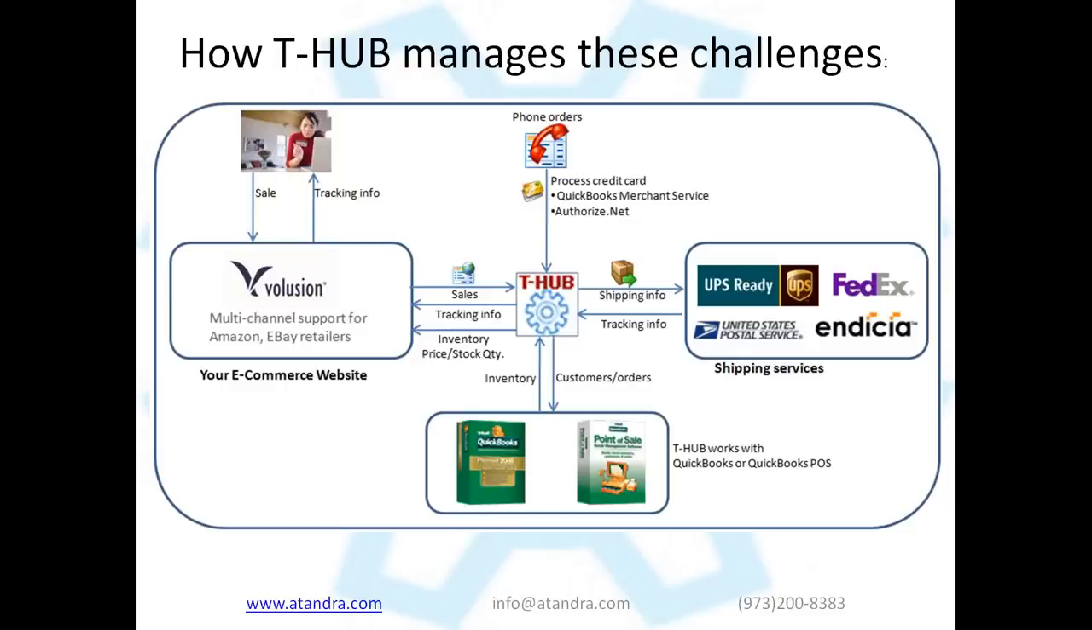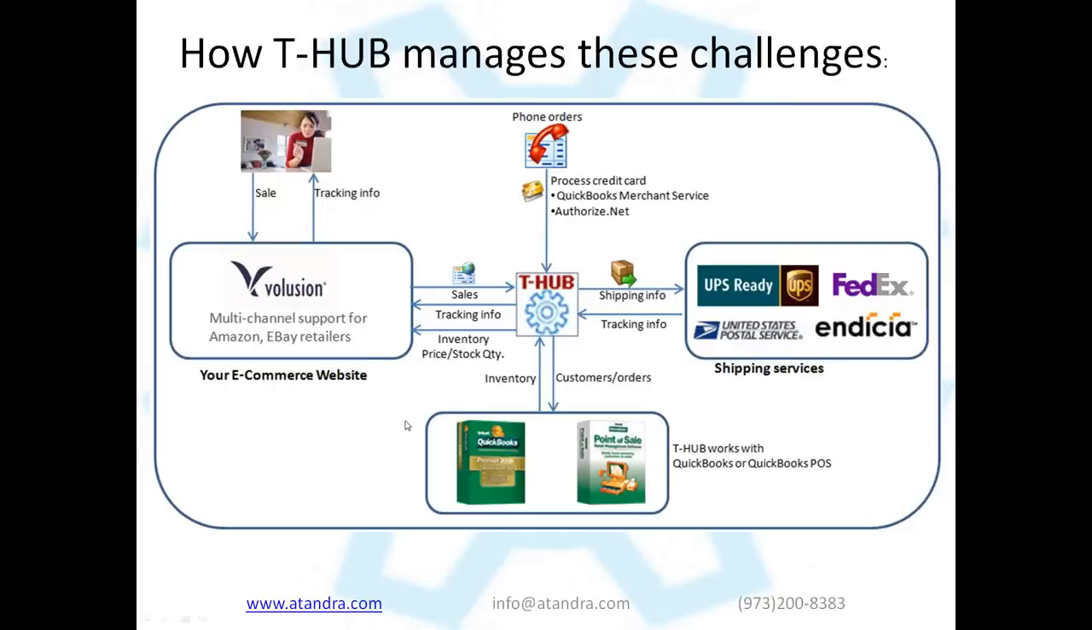T-Hub is a software that you install on your local computer along with your QuickBooks and shipping services. T-Hub is an order manager that sits right in the middle of your e-commerce platform, Volusion in this case. It also supports multiple channels. If you're selling on Amazon or eBay, for example, you can manage all the channels from the same interface. T-Hub brings sales from different channels and sends all the customer sales into QuickBooks. T-Hub works with QuickBooks Financial, the accounting package, as well as QuickBooks Point of Sale that some brick and mortar retailers might be using.